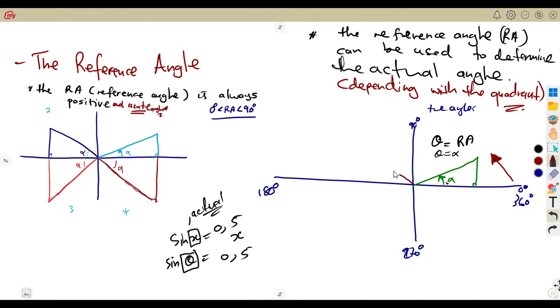In the second quadrant, it's going to be like this. Remember, in your second quadrant, this is where you have our alpha. The angle is going to be taken here up to this one. This is where our angle is. So theta, being the exact angle, will be 180 degrees minus this alpha. You're going to remove that. So it will be 180 degrees minus alpha, where alpha is the reference angle.